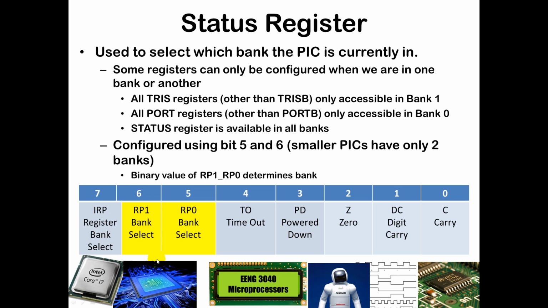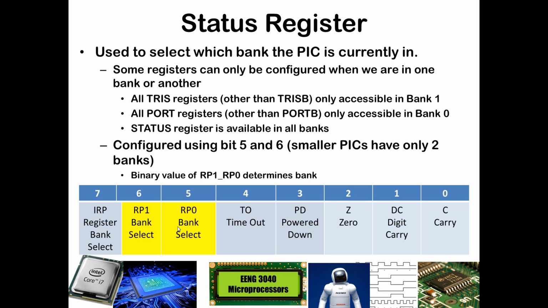Bits 5 and 6 over here are extremely important in the status register. Those allow us to select banks, and as we already talked about, there are 4 banks on the PIC that we are using: bank 0, 1, 2, and 3. The binary value that you put in bits 6 and 5 corresponds to which bank you go to. If you put a 0 in RP1 and a 0 in RP0, that will put you into bank 0. If you put 0, 1, which we hopefully remember is binary for 1, that puts you in bank 1. If you put a 1 and a 0, binary for 2, that puts you in bank 2. And if you put a 1 and a 1, that puts you into bank 3.